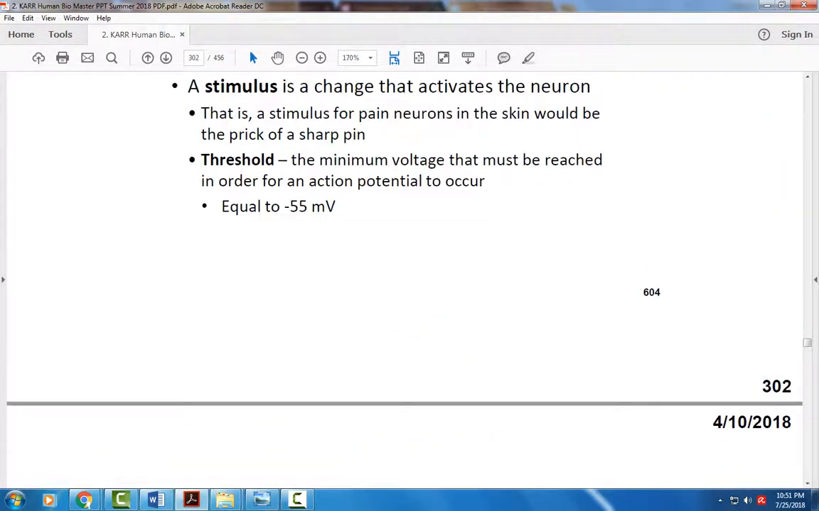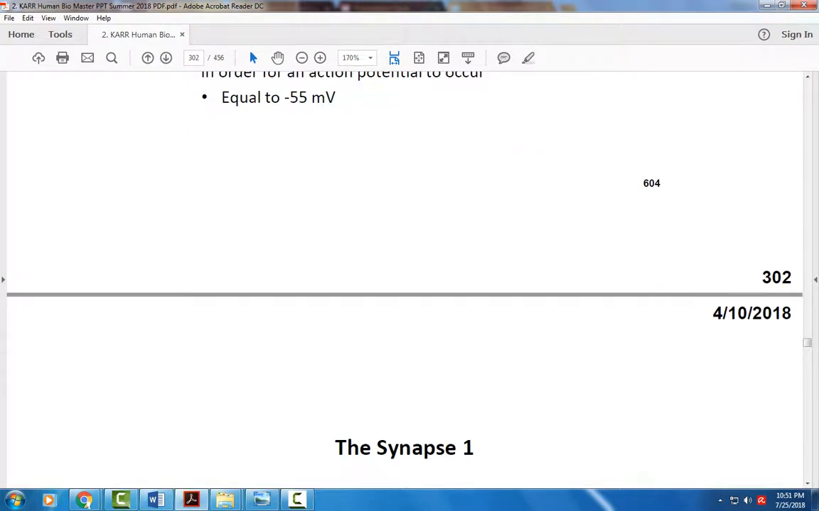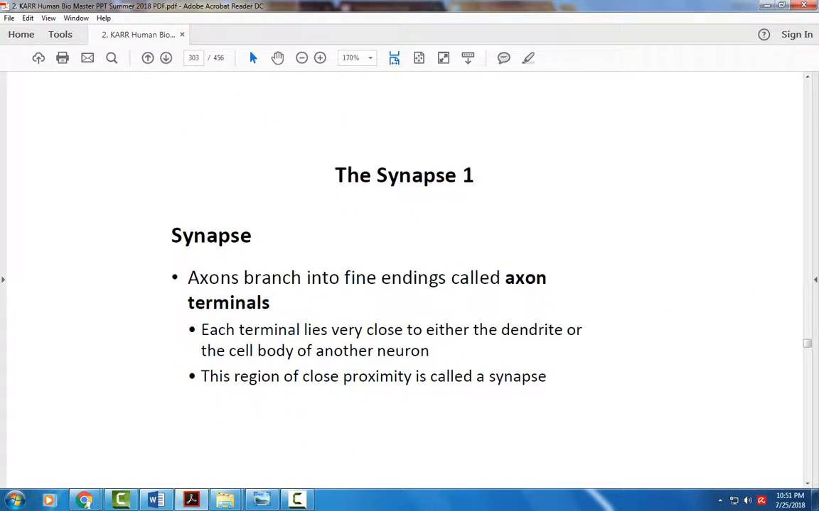So there's an animation out on Blackboard that you can watch that talks about the action potential and how the action potential is generated. So I recommend that you stop the video at this point and watch that animation.